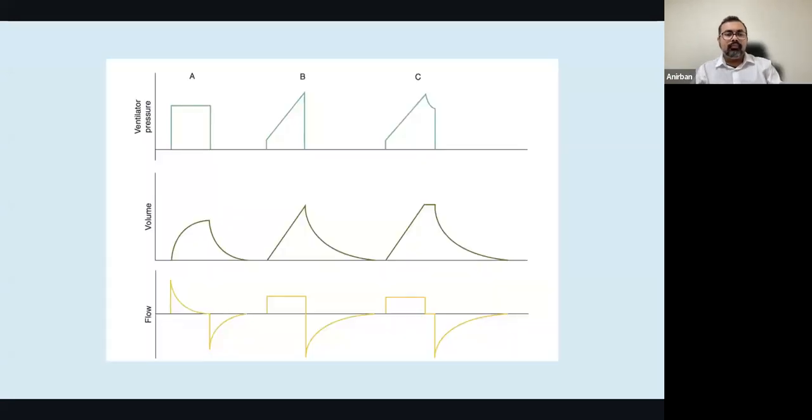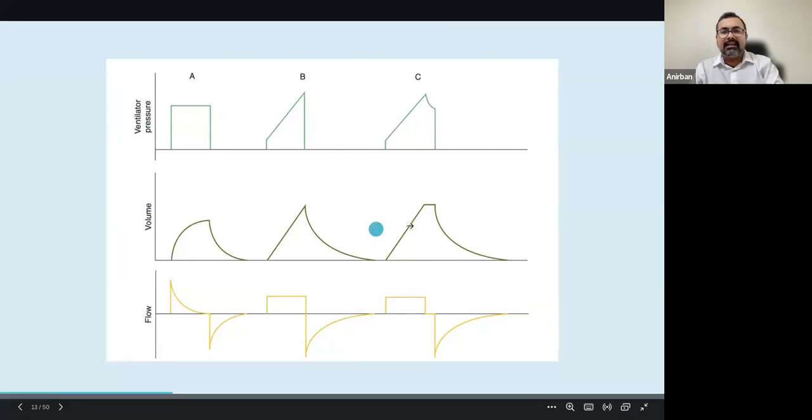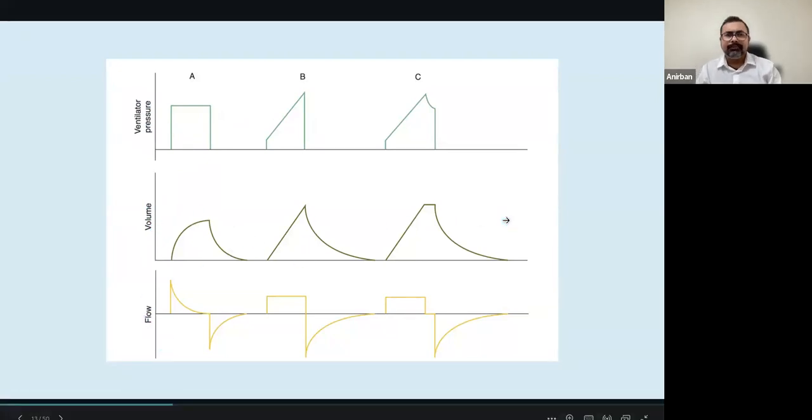Okay, so here we can see that there are three types of breath, and these are the pressure, volume, and flow scalars. So what are scalars? Scalars are the tracing of the airway pressures, the tracing of the volume, and the tracing of the flow against time. So these are scalars. Other than scalars, what are the other ventilator waveforms that we have? We have the loops. So we will come to that. So in this scalar, we can see three types of breath: breath A, breath B, breath C.